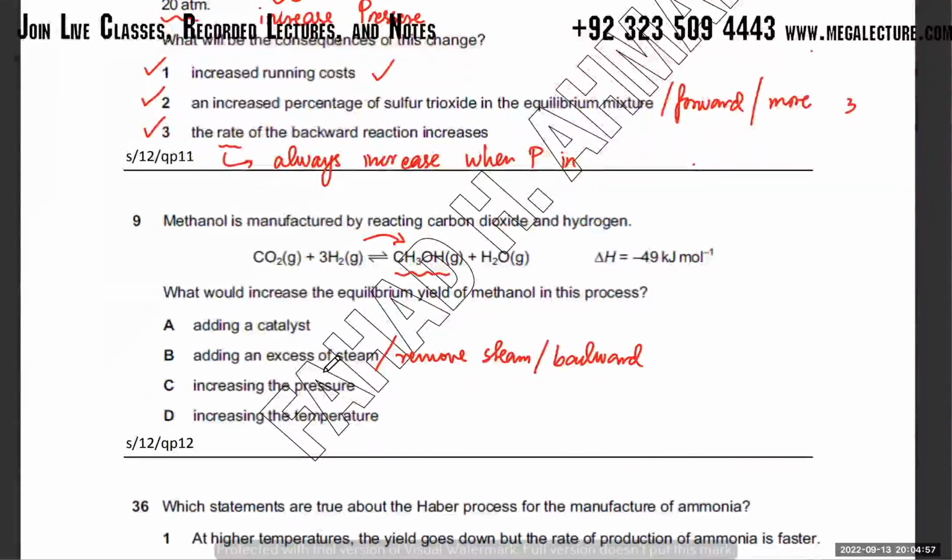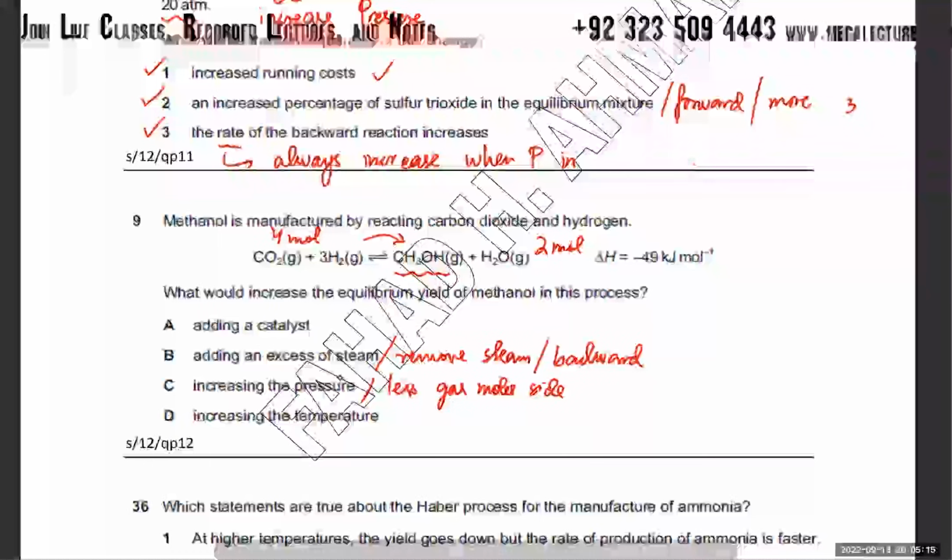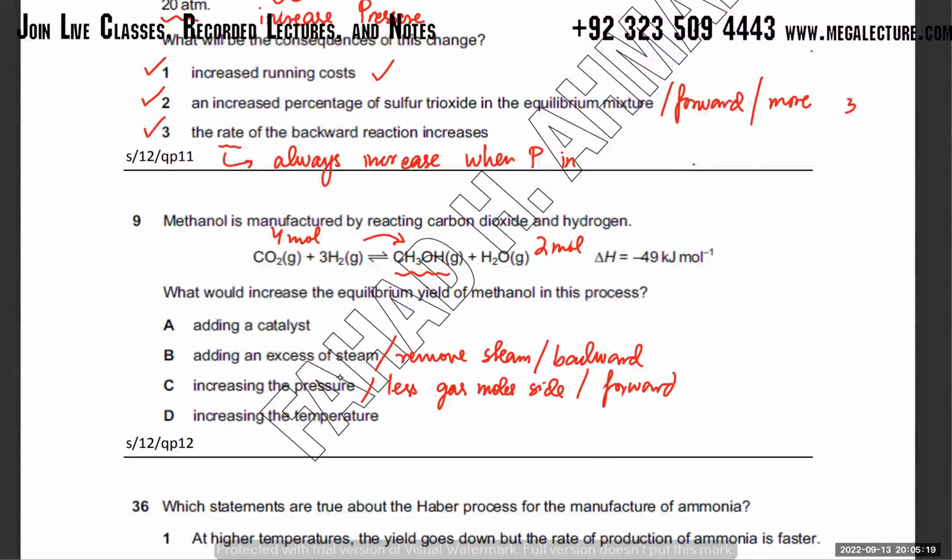अच्छा, if I increase the pressure, तो कौन सी side favor होगी? Less gas. कौन सी side है less gas? Right. Okay, because you got forward, so you got 2 moles of gas, and on the other side you got 4 moles of gas, right? So forward hoga, so this one is fine. There is nothing wrong with this one. So the answer will be C.